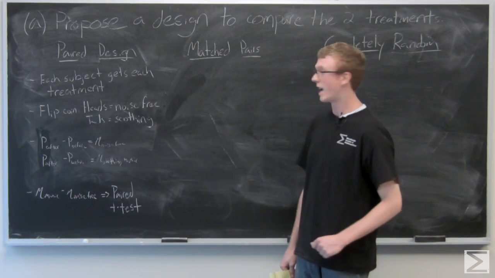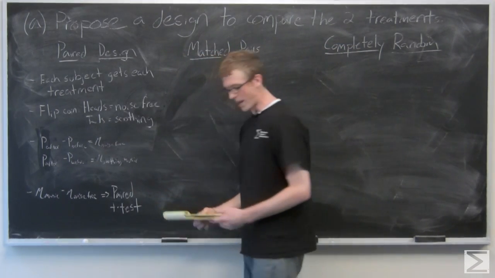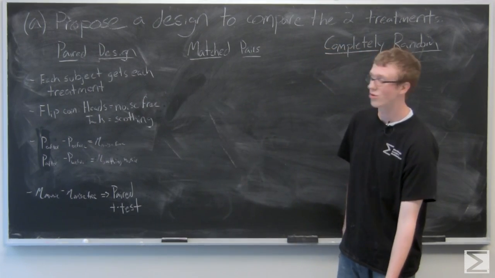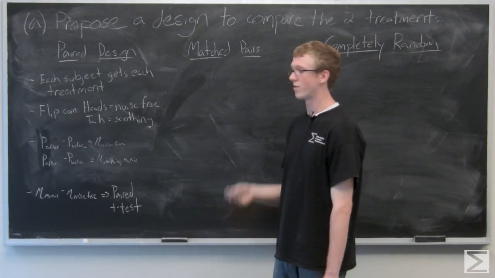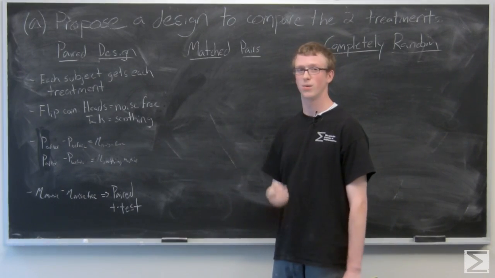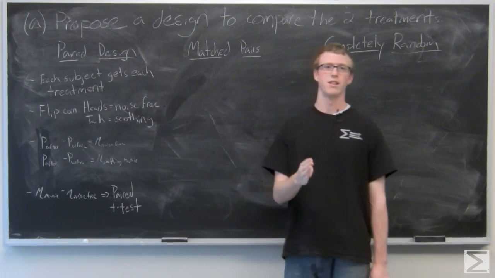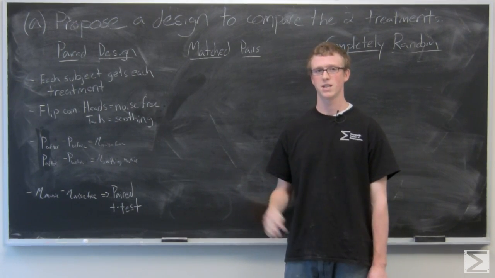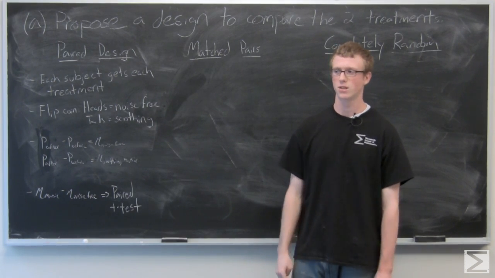So now we're going to take a look at the matched pairs design. With a matched pairs design, what's a little bit different is each subject isn't going to get each treatment. We're going to measure the blood pressure for each subject, and then pair the top two blood pressures together, and then the next two, so the third and fourth highest, and then the fifth and sixth highest blood pressures, and so on. So we're going to have very similar subjects paired together.